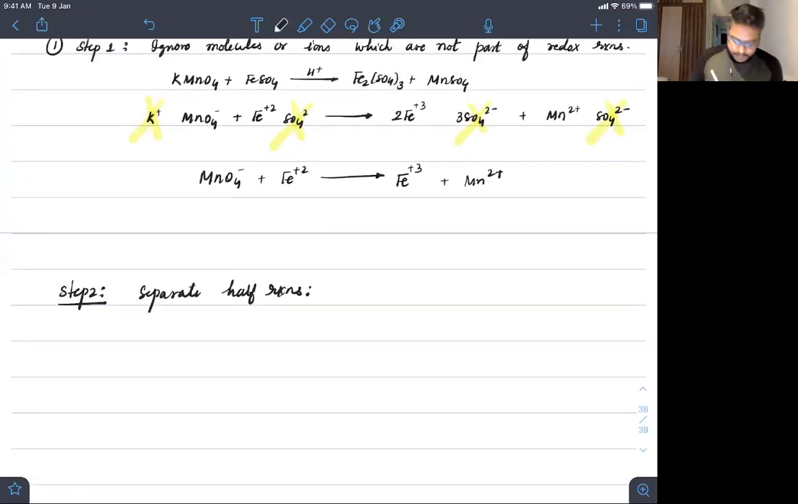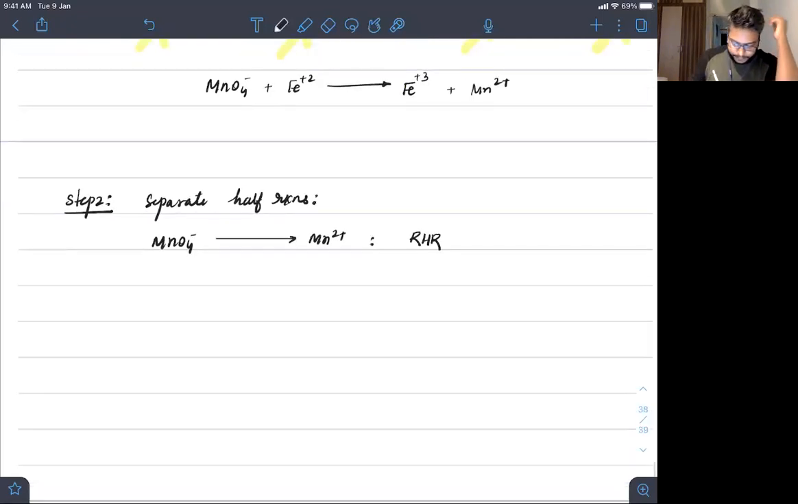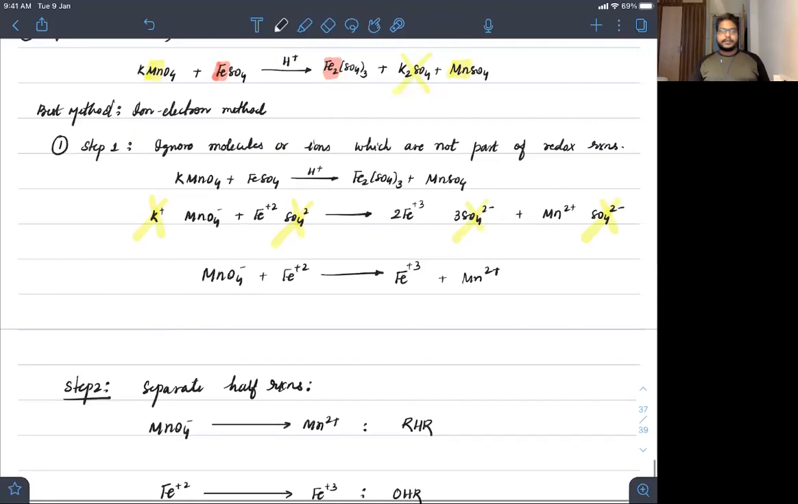What are the half reactions here? We can see MnO4- is changing to Mn2+. This is reduction, and this is a half reaction. So RHR means reduction half reaction. Clear students? Similarly, Fe2+ changing to Fe3+ is the oxidation half reaction. So we have written OHR and RHR. OHR represents oxidation half reaction, and RHR represents reduction half reaction.